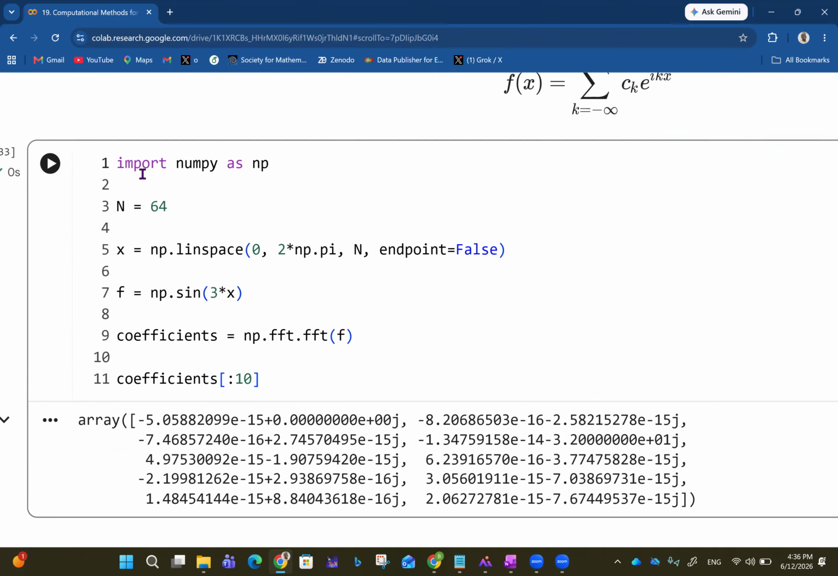Okay, so we have n to be 64, and then we have from 0 to 2 pi, and f is actually sine 3x. So this is evaluating sine 3x using some Fourier methods, and we get all of this.